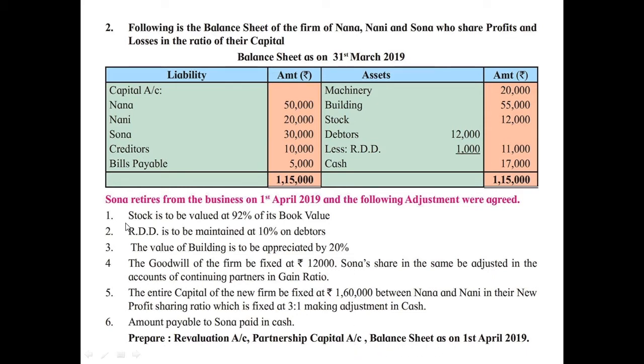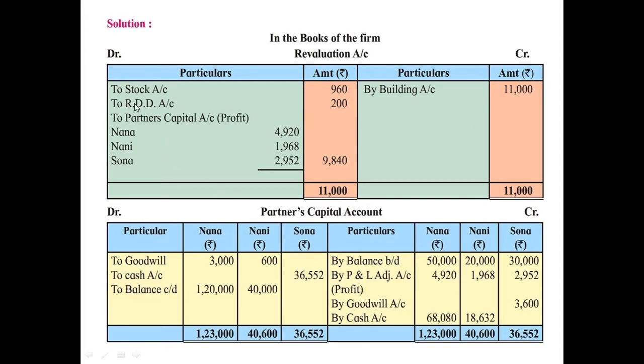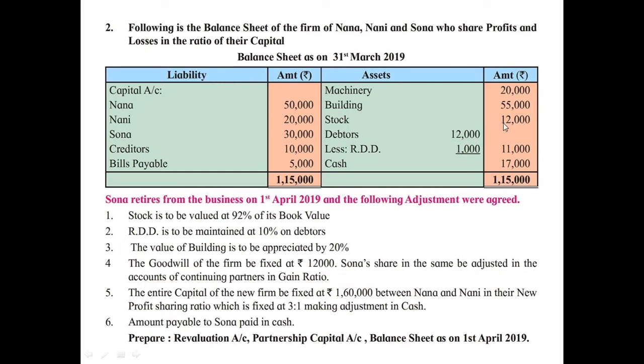So here, as per the first adjustment, the value of stock has decreased by 8%. So the entry will go on the debit side of the revaluation account. Here the value of stock as per the old balance sheet is 12,000. So from that you have to reduce 8%. So the entry is recorded on the debit side of the revaluation account, to stock account 960. That is 8% of 12,000.